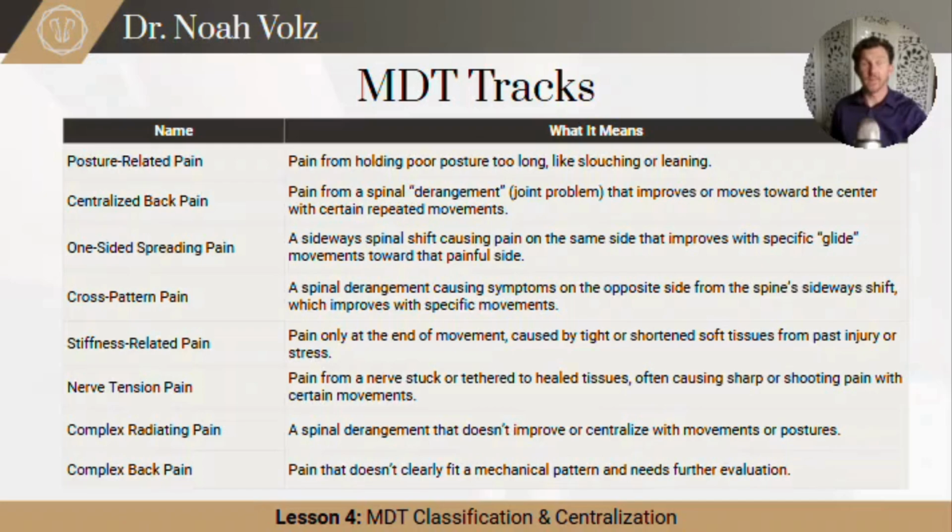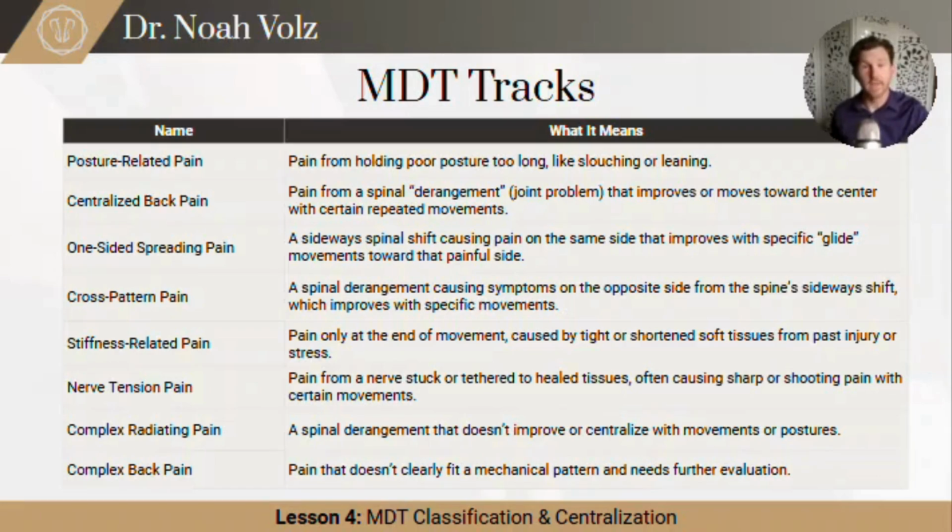Then we have stiffness related pain. This is pain only at the end range of the movement. And it's often caused by short or tightened soft tissue. And this is usually related to some sort of past injury or stress. So you don't have much pain until you go all the way to your end range. And that's when the pain will show up. You don't have pain really in your daily life unless you're doing a specific movement. And at the very end of that movement, that's when the pain shows up.